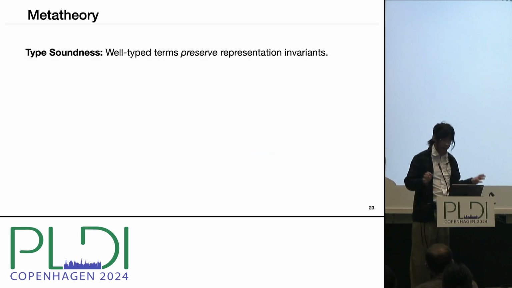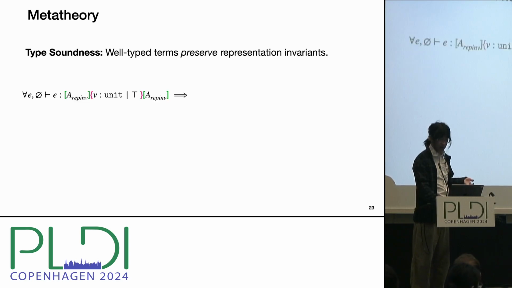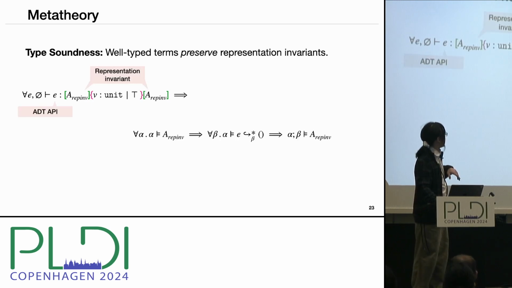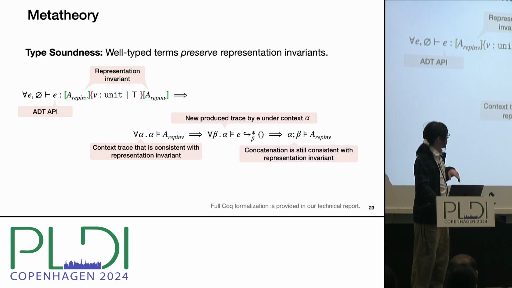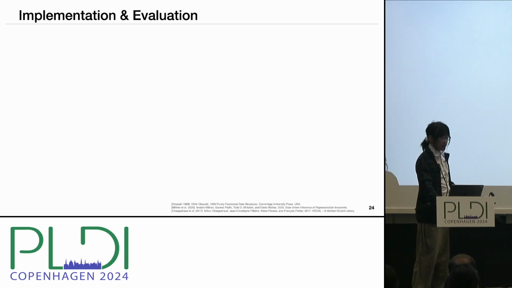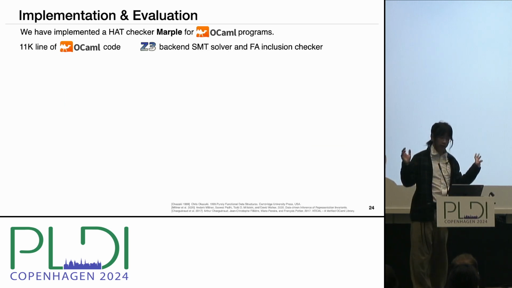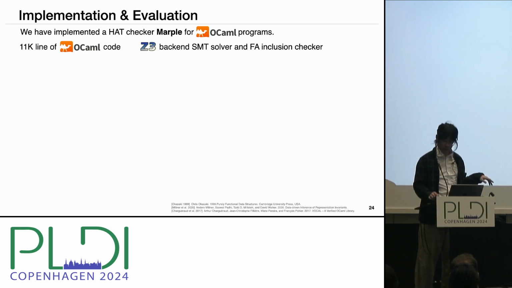So the meta theory would just say, well-typed terms preserve the representation invariants. So a term we type check always has the same pre and post conditions as the representation invariant. Maybe I don't have time to go through these details here, but we have a formalization of it. For implementation and evaluation, we implement our type checker called Marple in OCaml, and we use this as an SMT solver and finite automaton inclusion checker.